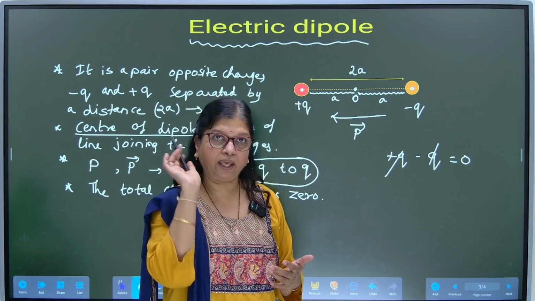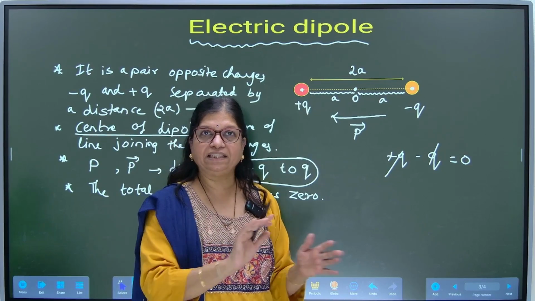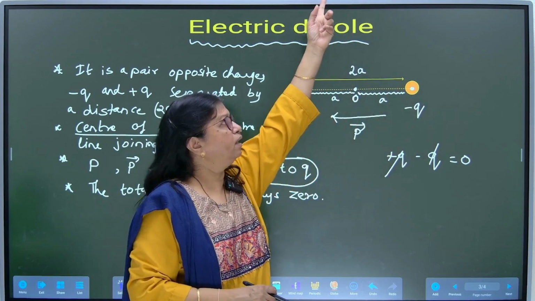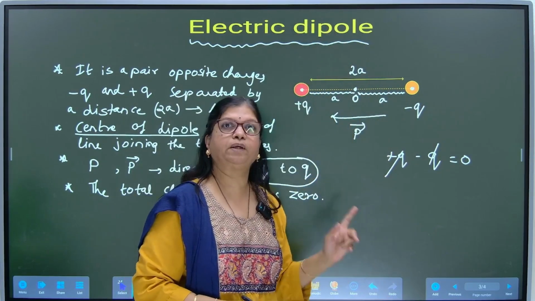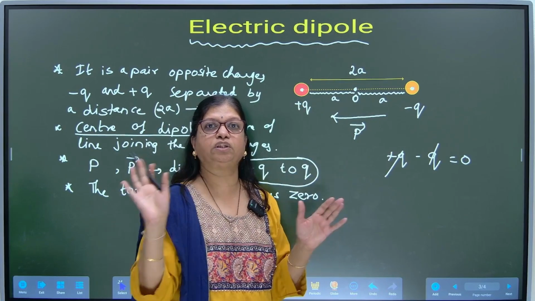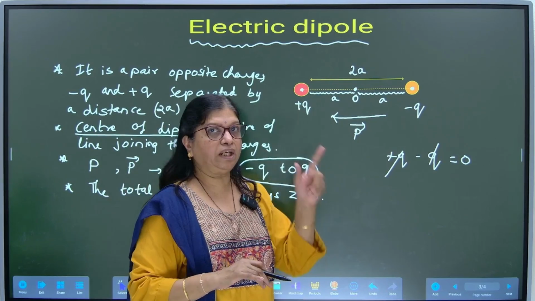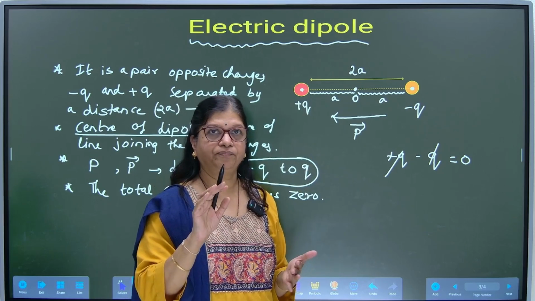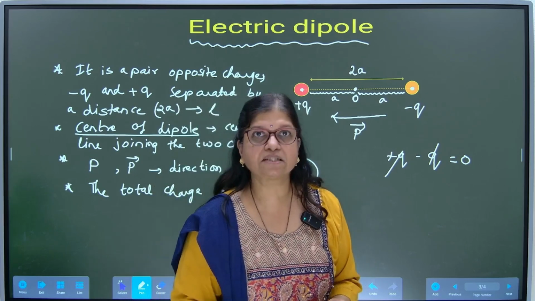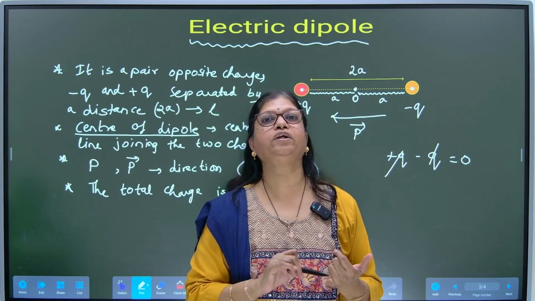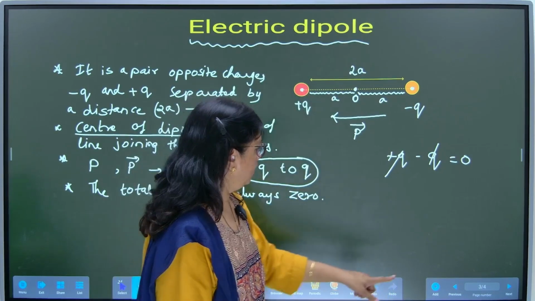ये एक PYQ है. Two fields do not cancel each other at every point on the dipole axis or on the equator also. So remember, though their charges summation is equal to zero, the electric field due to an electric dipole will be there. So our next section is to learn the electric field due to electric dipole at a point on the axis. Okay.